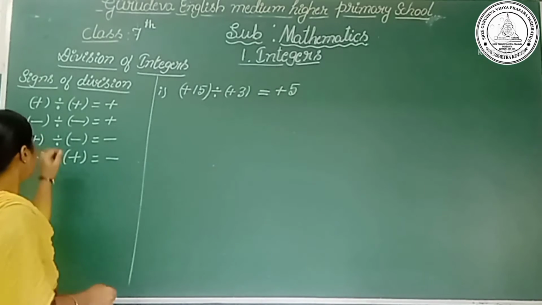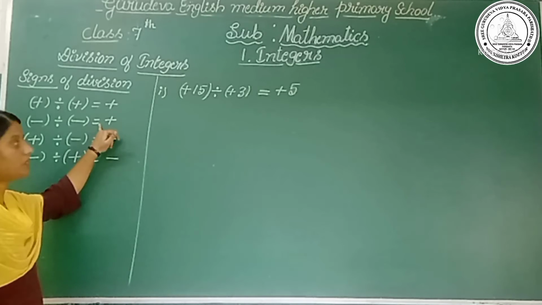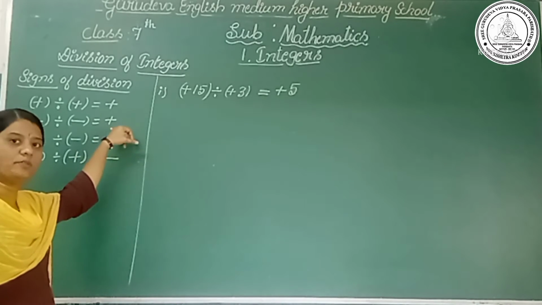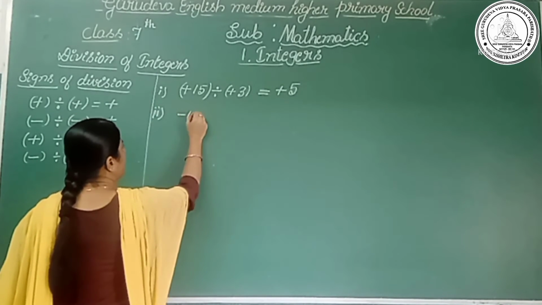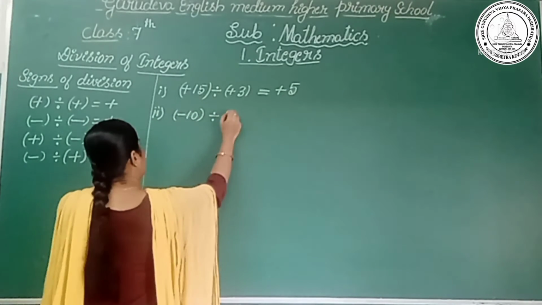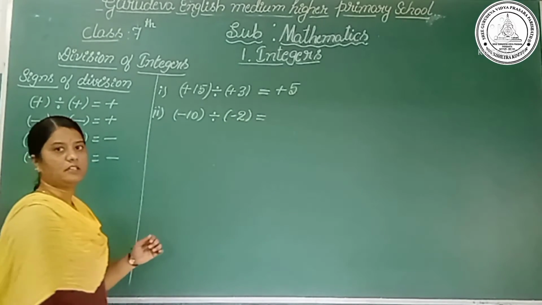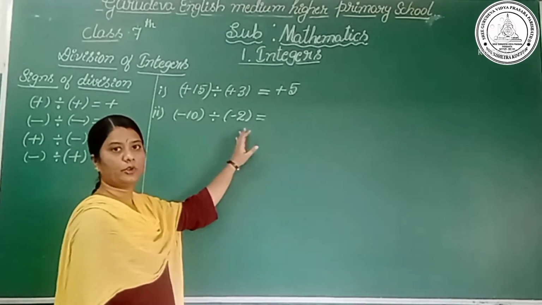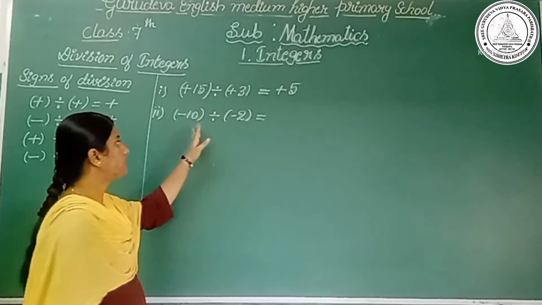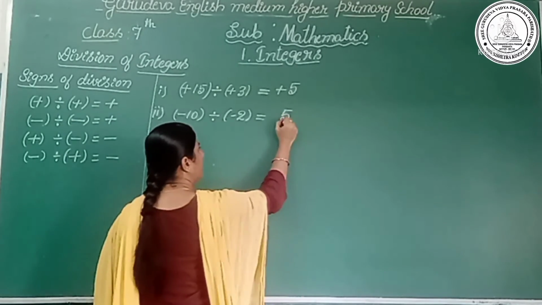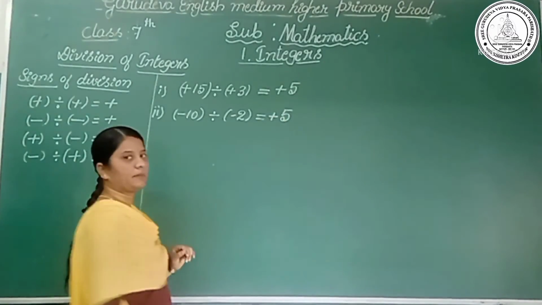With the same type, if we divide two negative integers, we will get the quotient as a positive integer. So for example, minus 10 divided by minus 2. Minus 10 divided by minus 2. So you may divide here 10 by 2. 2 times how much is 10? Yes, that is 2 fives are 10. Here minus by minus is plus.